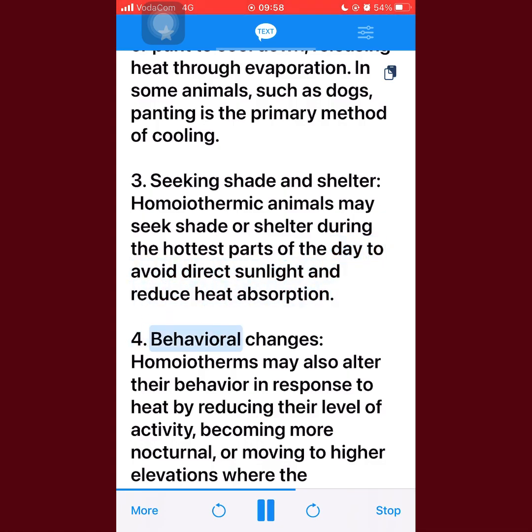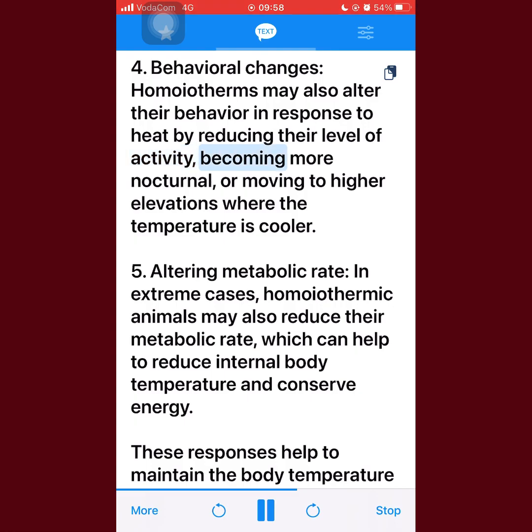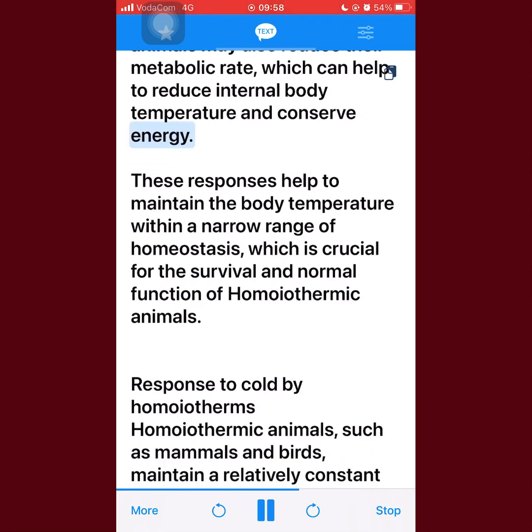4. Behavioral changes: homoeotherms may also alter their behavior in response to heat by reducing their level of activity, becoming more nocturnal, or moving to higher elevations where the temperature is cooler. 5. Altering metabolic rate: in extreme cases, homoeothermic animals may also reduce their metabolic rate, which can help to reduce internal body temperature and conserve energy. These responses help to maintain the body temperature within a narrow range of homeostasis, which is crucial for the survival and normal function of homoeothermic animals.